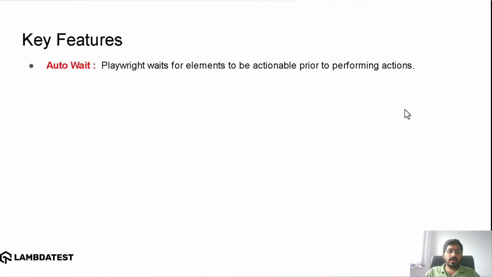Another important key feature is auto wait. Playwright waits for an element to be actionable prior to performing actions. This is super important when we are doing web automation. As I mentioned earlier, other tools, let's say Selenium, will not wait by default for an element to load, but Playwright will wait for an element to load. Let's say you want to click a button, it will wait until the button is in a clickable position, then it will do the operation on top of that.